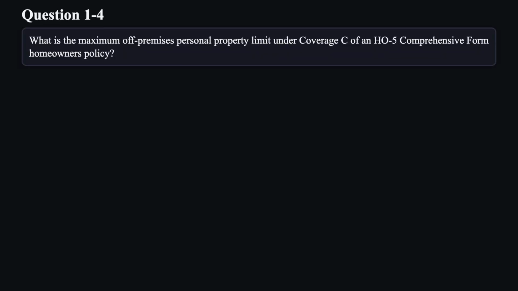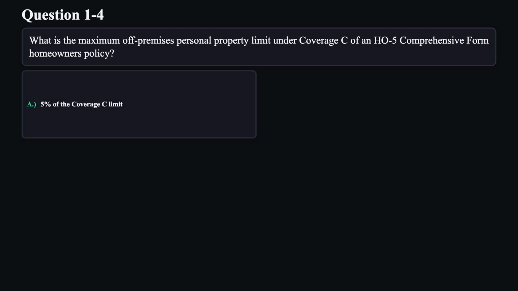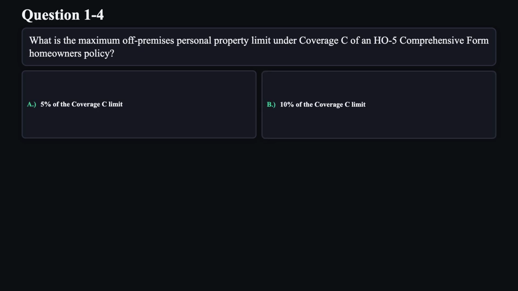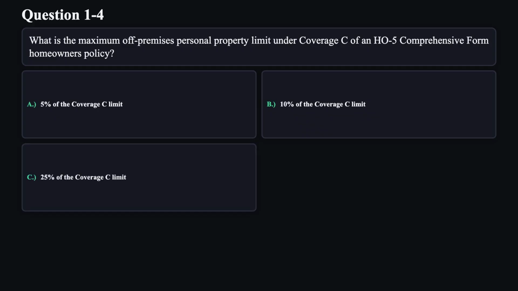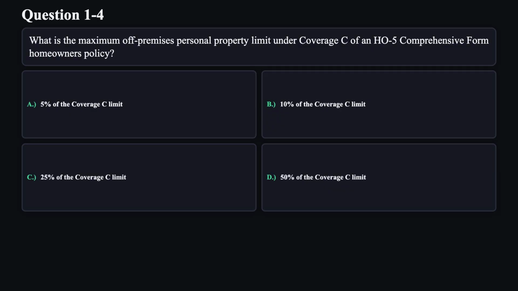Question 4. What is the maximum off-premises personal property limit under coverage C of an HO5 comprehensive form homeowners policy? A. 5% of the coverage C limit. B. 10% of the coverage C limit. C. 25% of the coverage C limit. D. 50% of the coverage C limit.